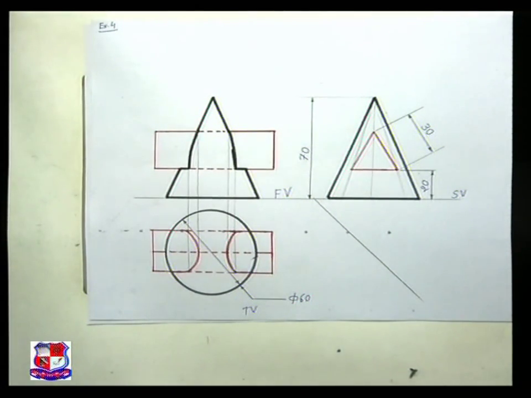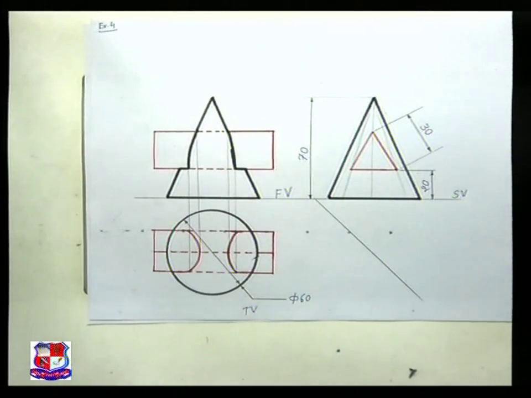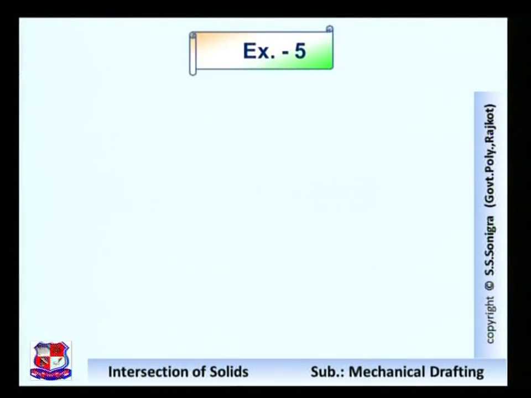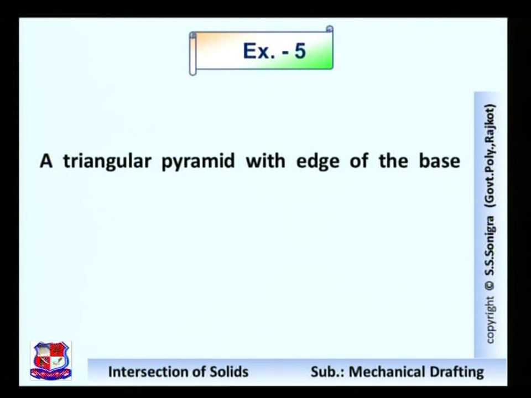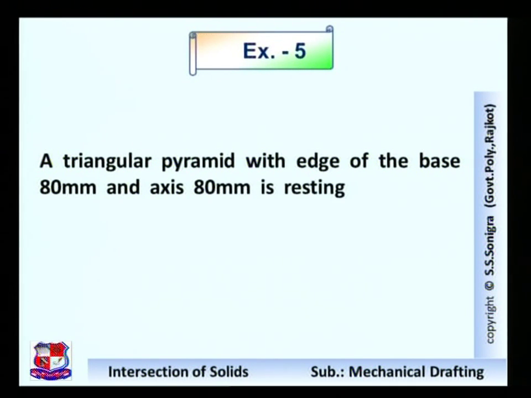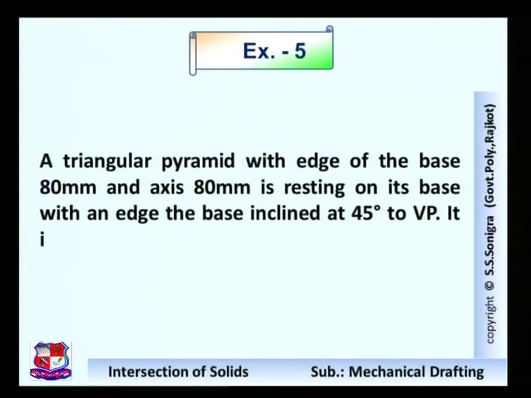Now next problem. Problem number 5. A triangular pyramid with an edge of the base 80 mm and axis 80 mm is resting on its base with an edge of the base inclined at 45 degrees to VP.